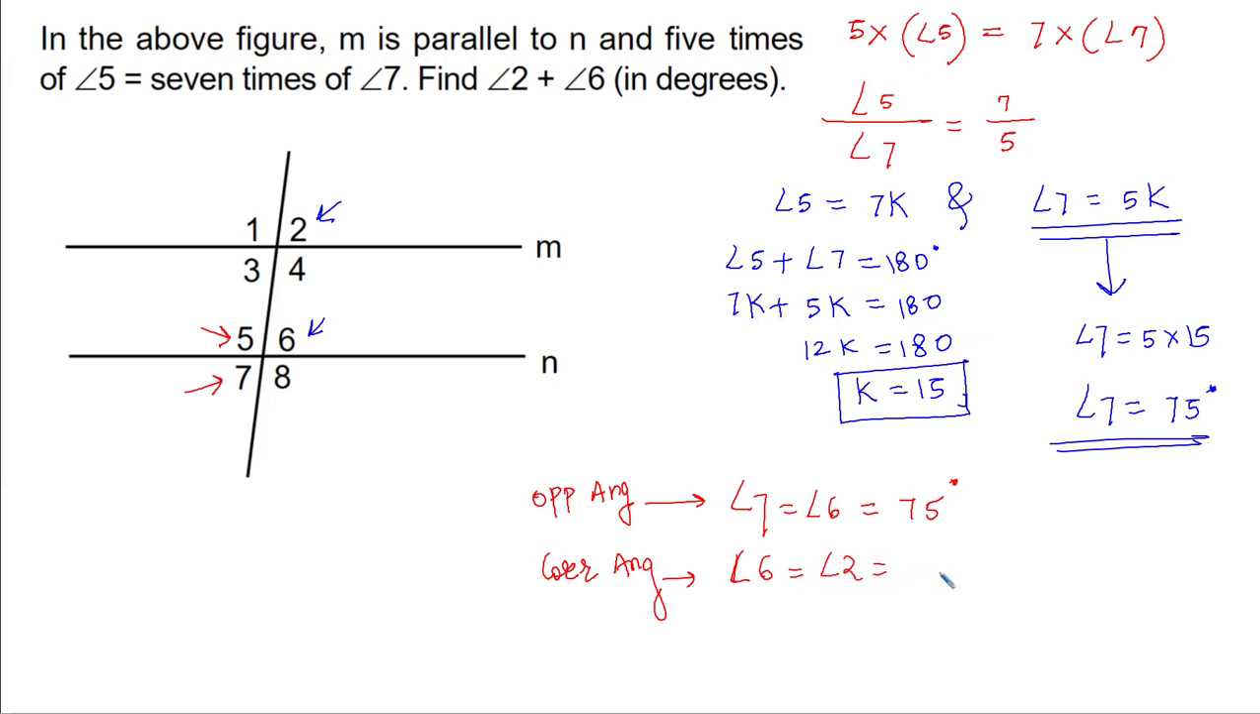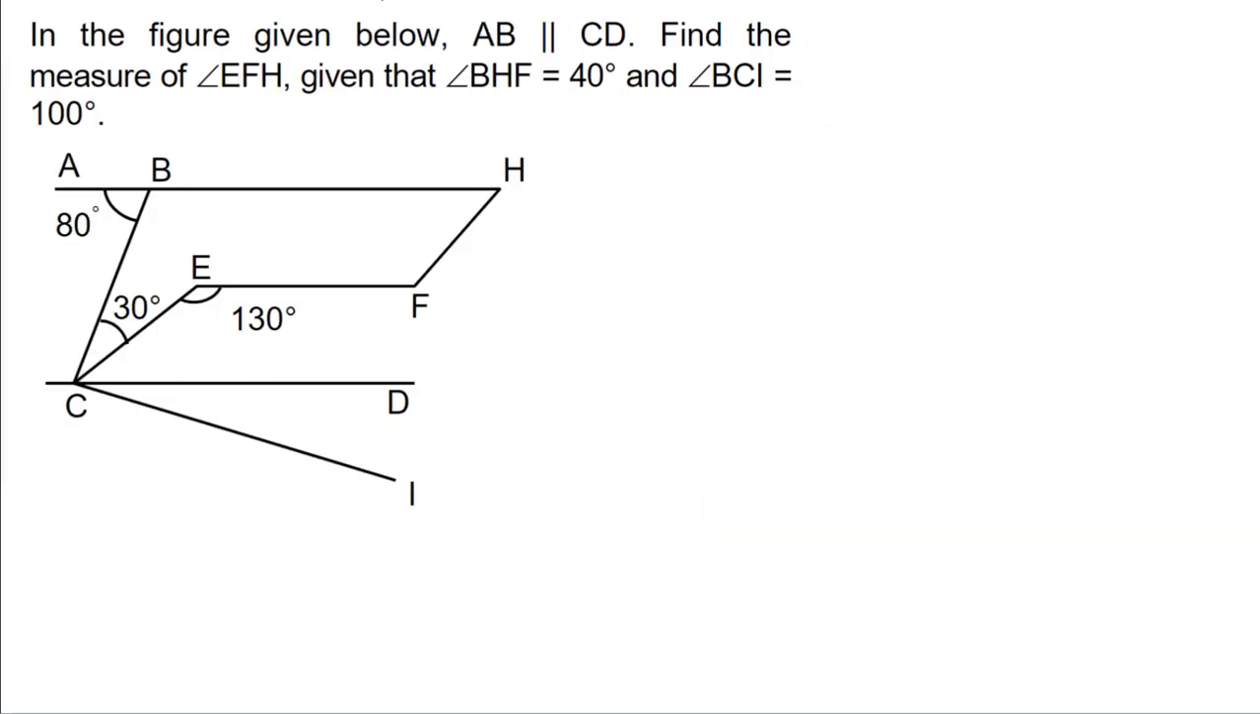That is equal to how much? 75 degrees. Okay everyone, so what we are supposed to find? We are supposed to find angle 2 plus angle 6. That is equal to how much? 75 degrees plus 75 degrees. That is equal to how much? 150 degrees is the final answer. Okay everyone, after this, let's have a look at one more question.